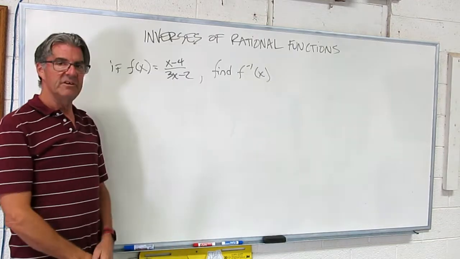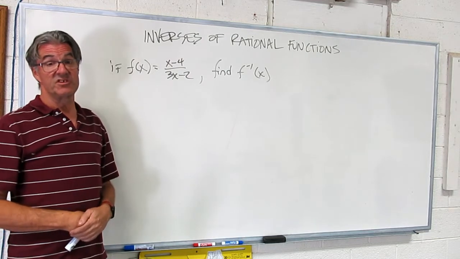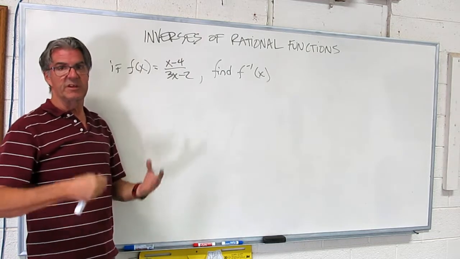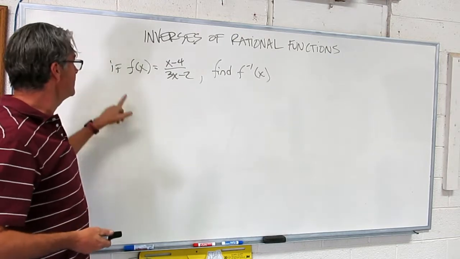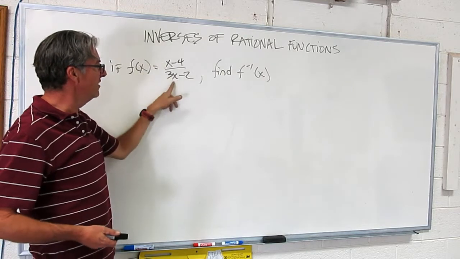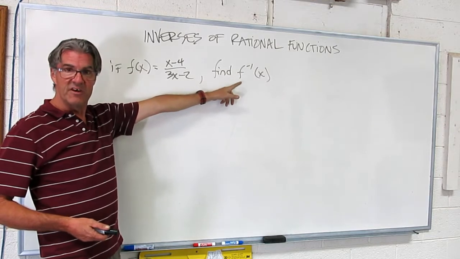Okay, remember earlier in this unit, we talked about inverses of functions. So now that we've complexified our rational functions, we're going to go back to that and take the inverse of those functions. So check this out. Here's my f of x. It's just a straightforward x minus 4 over 3x minus 2. And now we're being asked to find f inverse of x.